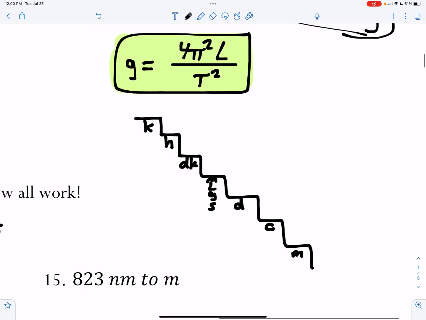The way it works is this. When you go up the stairs, you're going to move the decimal that many factors of 10 to the left. When you go down the stairs, you're going to move that decimal that many factors of 10 to the right. So down the stairs, we move the decimal to the right. Up the stairs, we're going to move the decimal to the left.